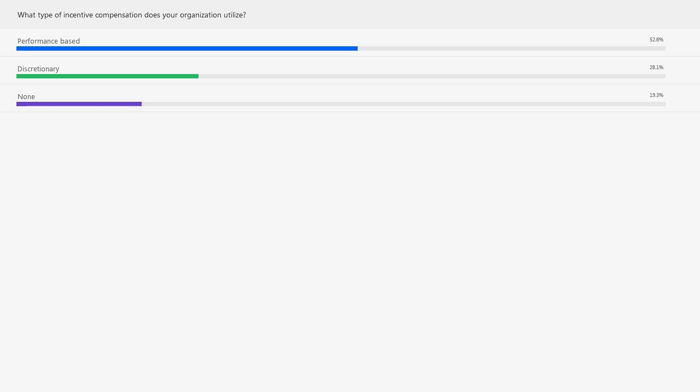So Tanya's moving us along to the results. Performance-based, slightly over 50%, discretionary about 28, none about 19. Again, this group is, I would say, better than the norm, because usually the overwhelming number is discretionary in terms of how we utilize incentive pay.